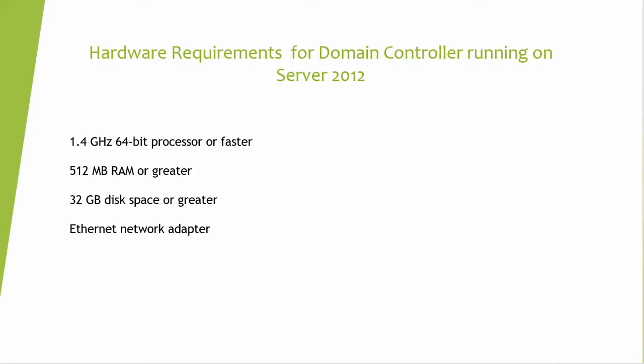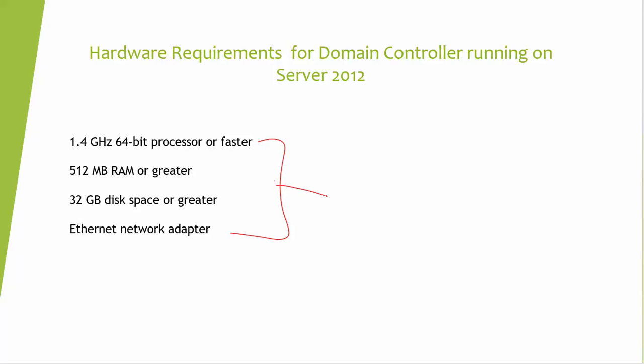So a 1.4 gigahertz 64-bit processor or faster is required. 512 MB RAM or greater is required. 32 GB of disk space or greater is required. An Ethernet network adapter is required. Whatever you see in here are all minimum requirements. Minimum requirements means that you should have at least these, but you can have more than that.